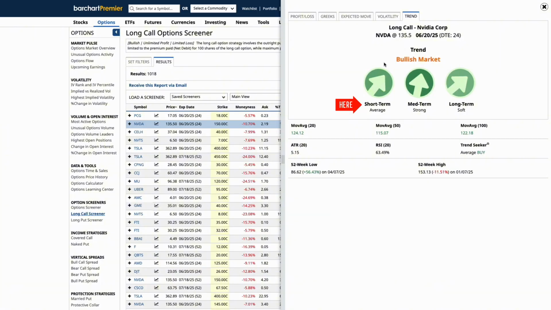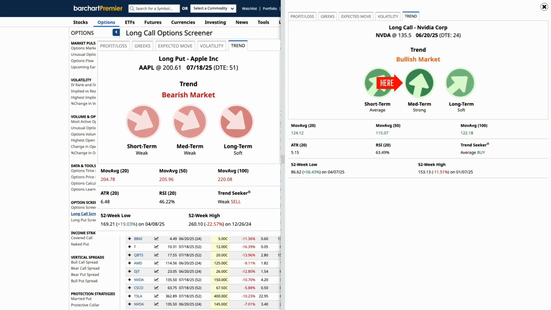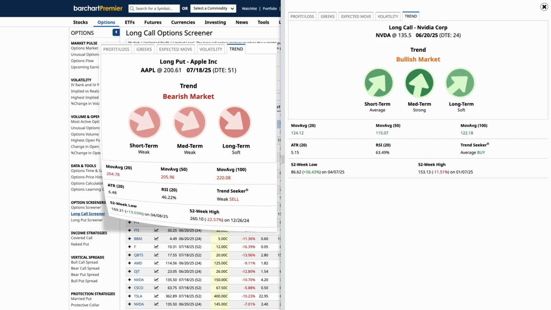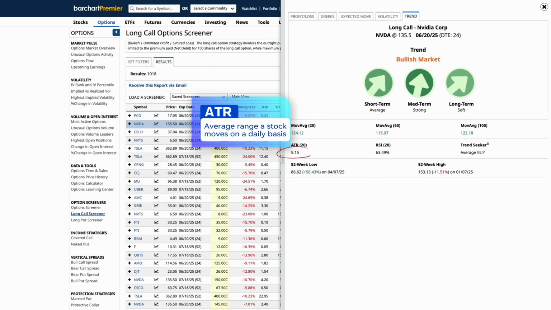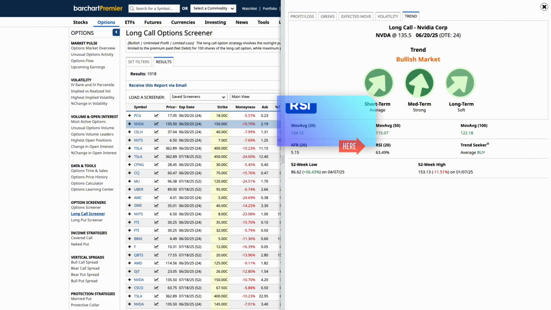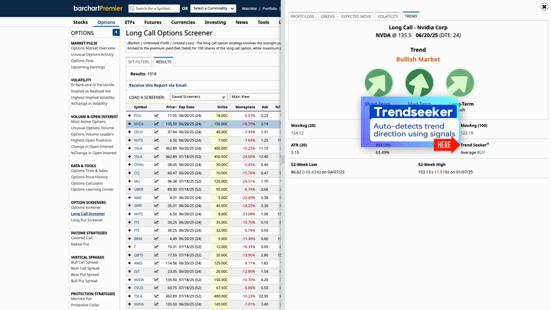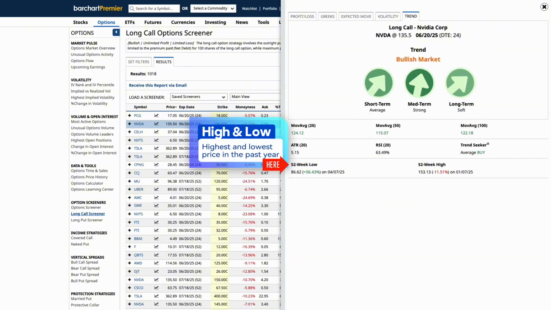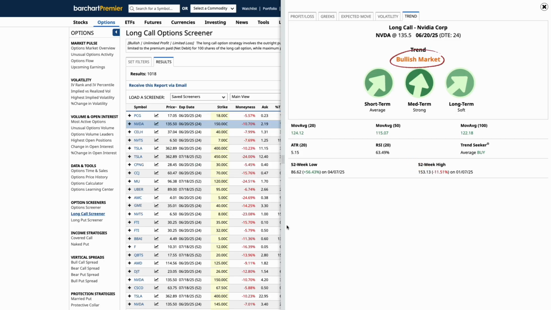This tab shows short-term 20-day, medium 50-day, and long-term 100-day moving averages. Whether the price is above or below each level, signal strength, how far price is from each average, plus color-coded visual cues, green for bullish, red for bearish. You'll also get key data like ATR, average true range, which helps set stop losses or targets. RSI, relative strength index, shows overbought or oversold levels. Trend Seeker, this is Barchart's exclusive buy and sell signals. 52-week highs and lows, which are classic support and resistance levels. Great for confirming whether a bullish or bearish trade aligns with the overall momentum.